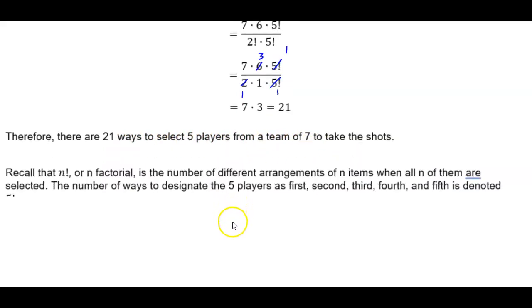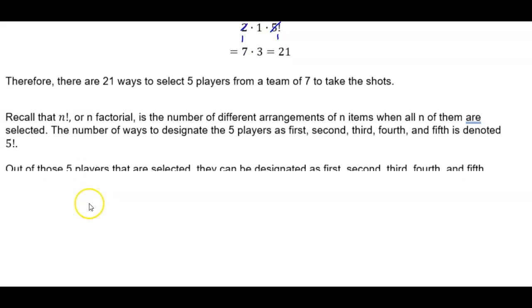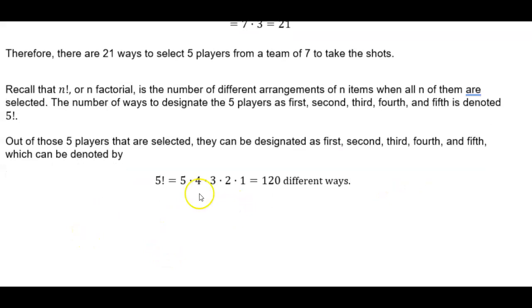Now recall that n factorial is the number of different arrangements of n items when all n of them are selected. The number of ways to designate the 5 players as first, second, third, fourth, and fifth is denoted as 5 factorial. And so out of those 5 players that are selected, they can be designated as first, second, third, fourth, and fifth, which can be denoted by the following. 5 factorial is equal to 5 times 4 times 3 times 2 times 1, which is equal to 120 different ways.